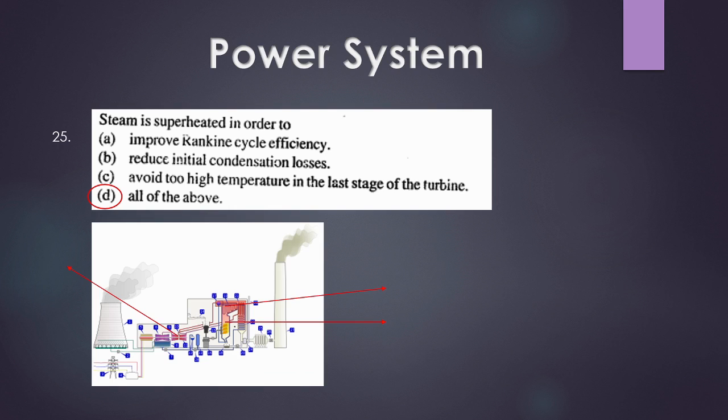As you can see in the figure, this one is the boiler, and these tubes are superheaters, and this is the turbine. So superheaters are used to improve the Rankine efficiency, reduce the initial condensation losses, and avoid high temperature in the last stage of the turbine. So all of the above are correct. So option D is the answer.